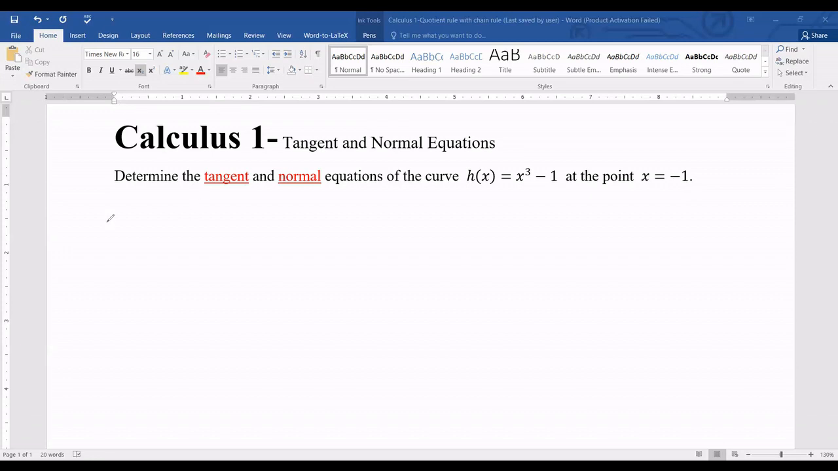Before we construct a tangent and normal equation, let me show you how to illustrate the tangent and normal line on the curve. Let me sketch the h(x) curve. First you need to draw the xy plane. This is based on the given function of h(x), which is x cubed minus 1. So the curve will look like this.